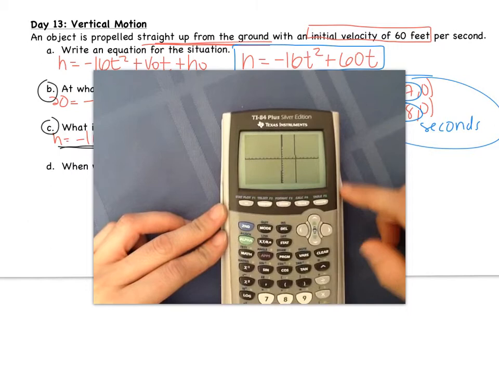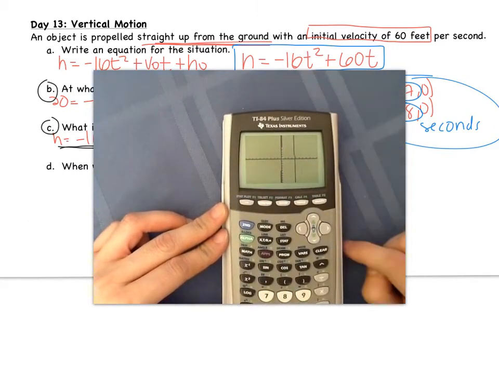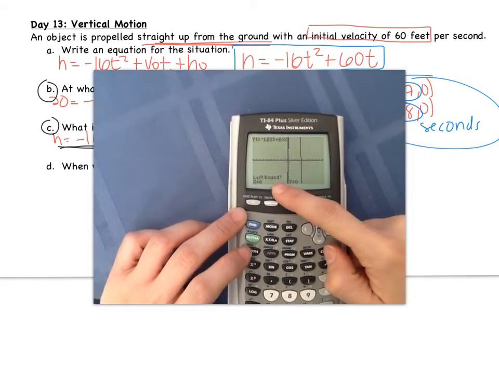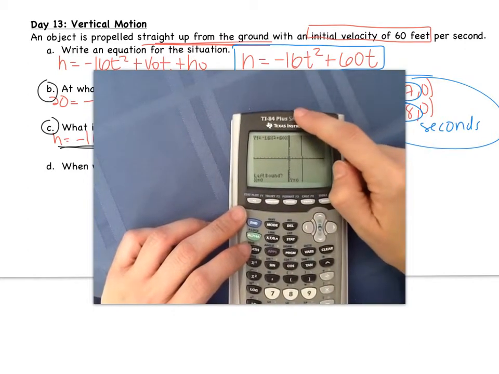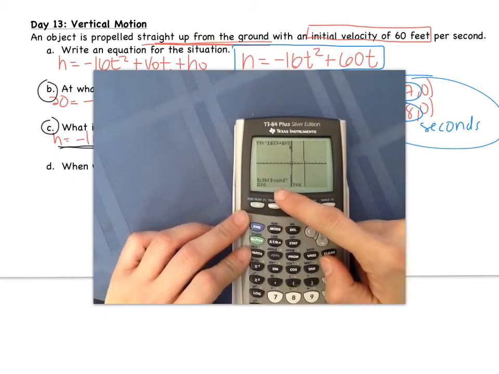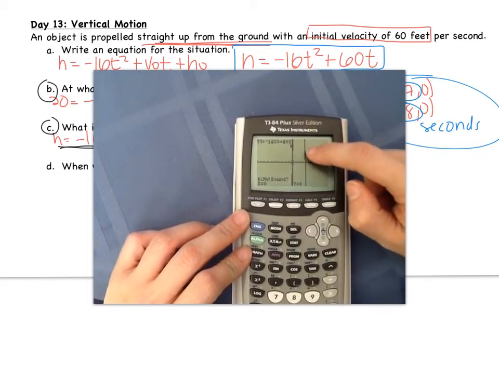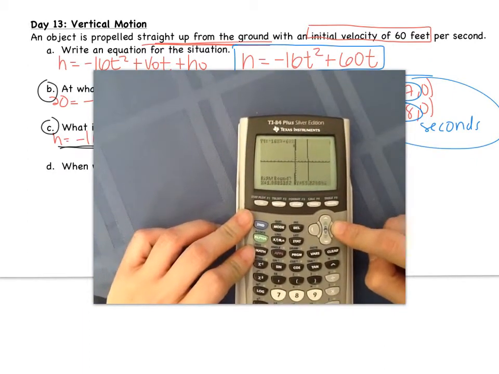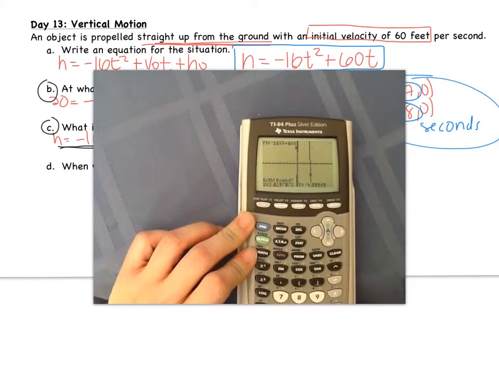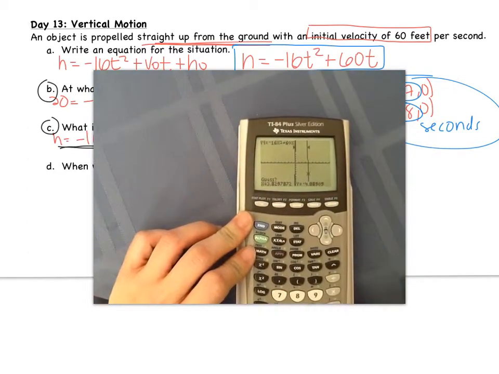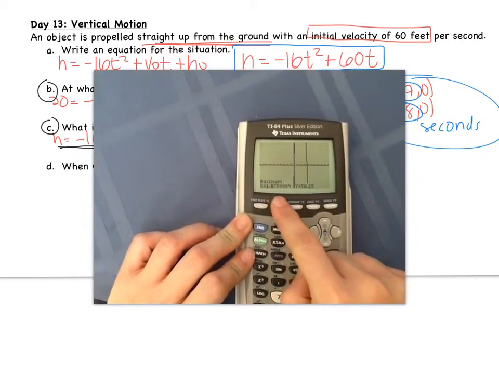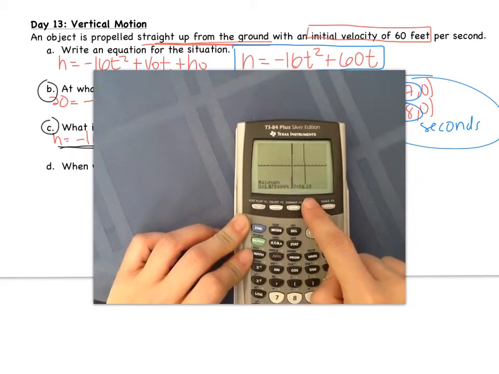Now this is a parabola that's opening down, so the maximum is somewhere up here. So I'm going to go to second, calculate, and I'm calculating the maximum. The left bound just means that I'm to the left of the maximum. Well, if my maximum's up here, then I'm to the left of it. That's okay, so I'm going to hit enter. Right bound means to the right of the maximum. If my maximum's up here, my right bound is somewhere over here. So I'm going to hit right until that cursor comes all the way back over to the right side, which I see that it does now. So I'm going to hit enter. Do I want the calculator to guess? Yes, I do. So I hit enter one more time. So my maximum occurs at 1.875, comma, 56.25.